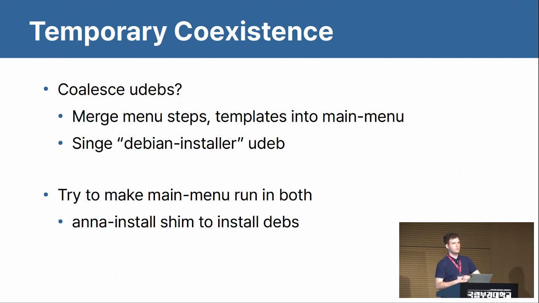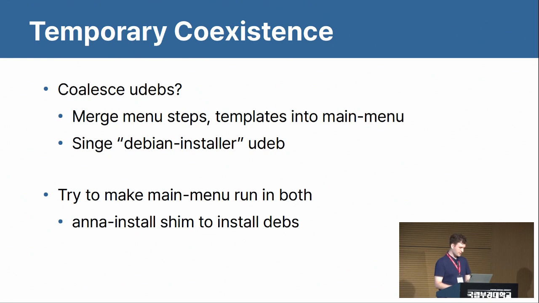Then the main menu also has anna-install and apt-install things that depend on udebs. So we would need to override that on Debian systems. We would need to override anna-install to install packages using apt, so that main menu might work on a Debian system.